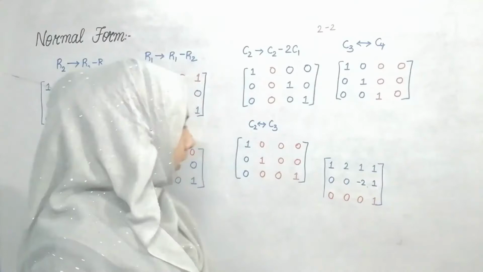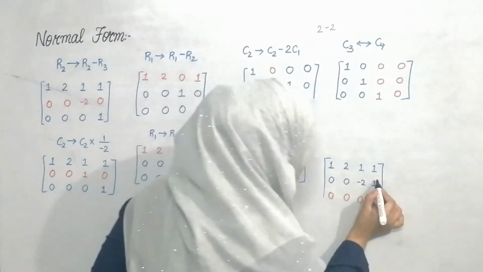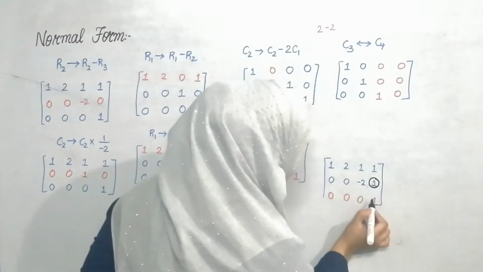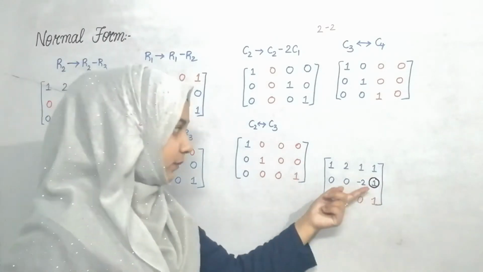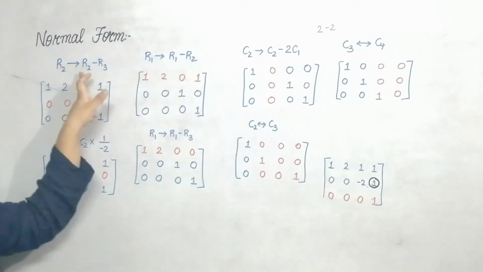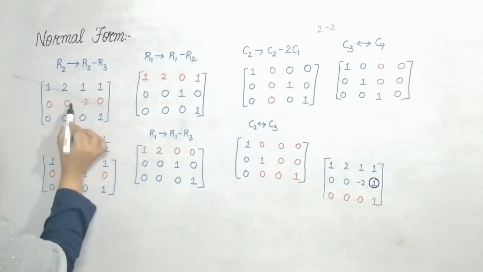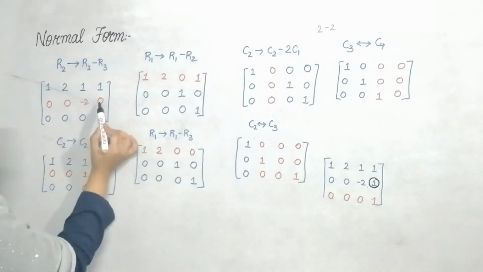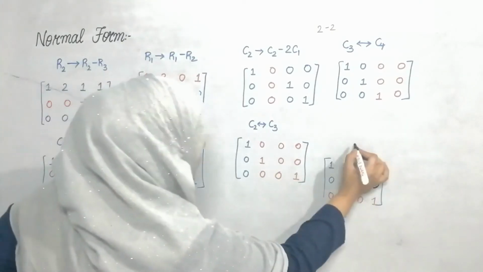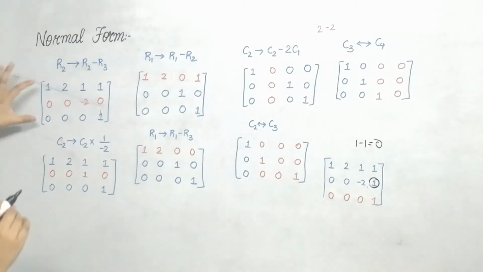Now, this was the last step, right? So here if you observe, can we make this element 0? 1 minus 1 we can do, right? We can make this element 0. That's what we are doing: R2 will be R2 minus R3. So 0 minus 0 is 0, 0 minus 0 is 0, minus 2 minus 0 will be minus 2. But 1 minus 1 is 0. Row 1 and row 3 will be as it is, untouched.